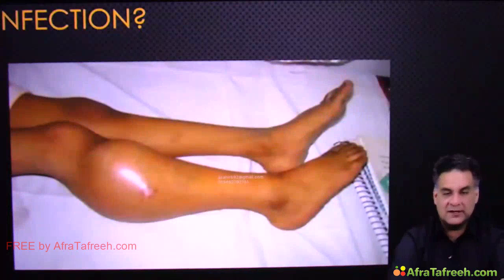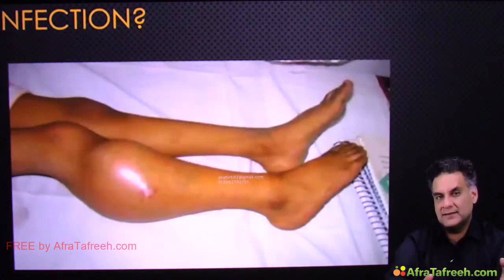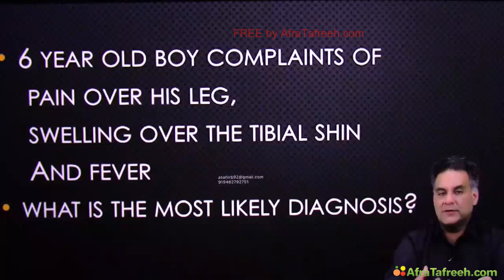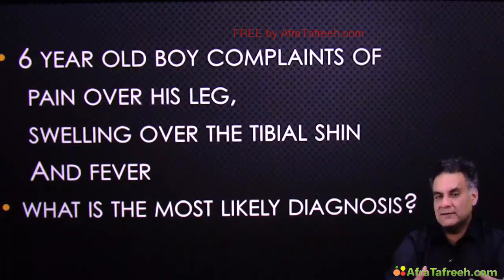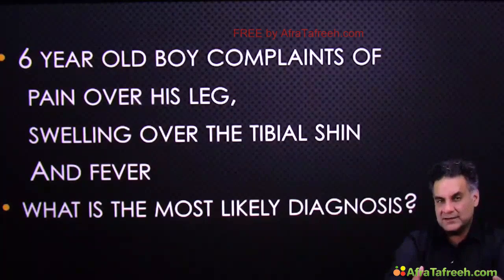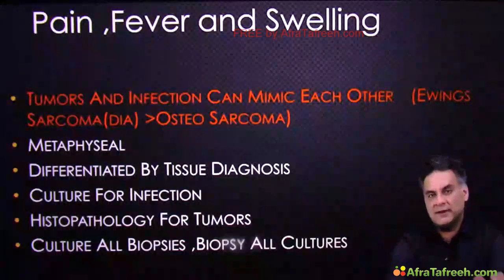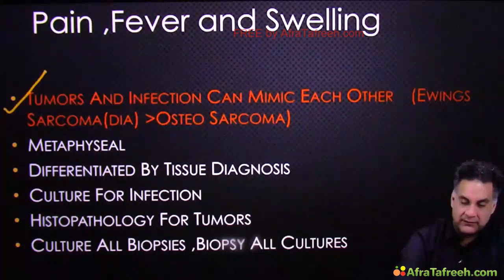Look at this image of a young child. What comes to your mind? Swollen, shiny skin. Let me give you history. 6-year-old child. Pain over the leg. Swelling over the tibia. Fever. What comes to your mind? Infection, isn't it? No. When you have pain, fever and swelling, think about 2. One is tumors, one is infection.